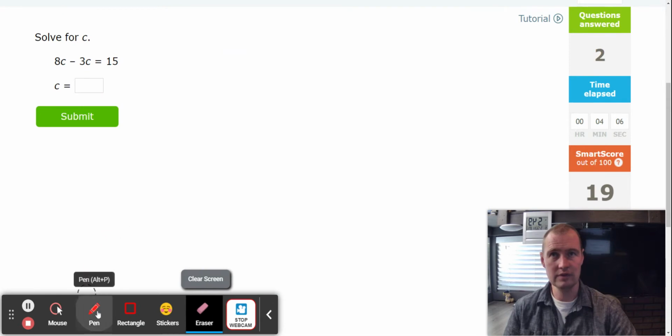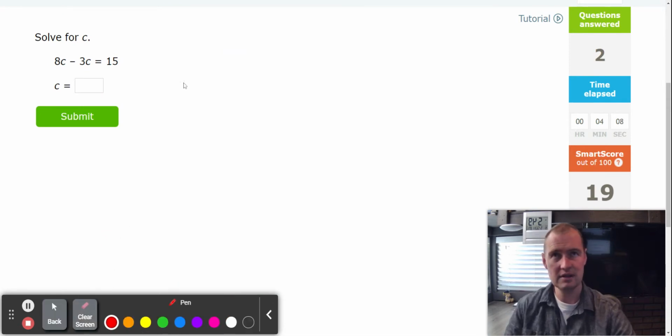All right, here we go. Next one. We got 8c, 8 kitty cats, minus 3 kitty cats equals 15. Again, we're going to combine like terms. We have 8 kitty cats minus 3 kitty cats, which gives us 5 kitty cats equals 15. Now, the opposite of 5 times c is to divide 5 on both sides. And the 5's cancel out. Therefore, c equals 15 divided by 5 is 3.